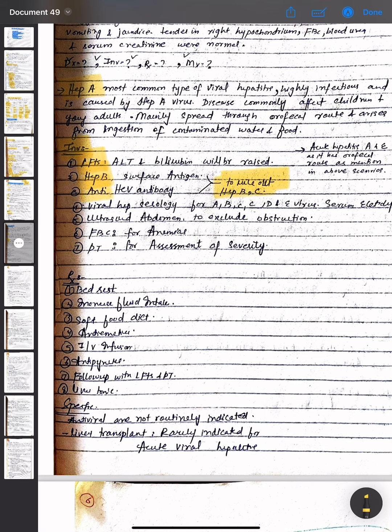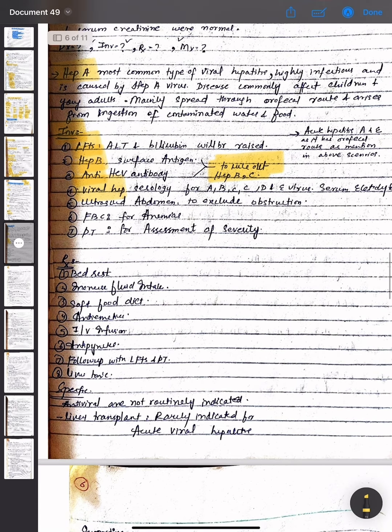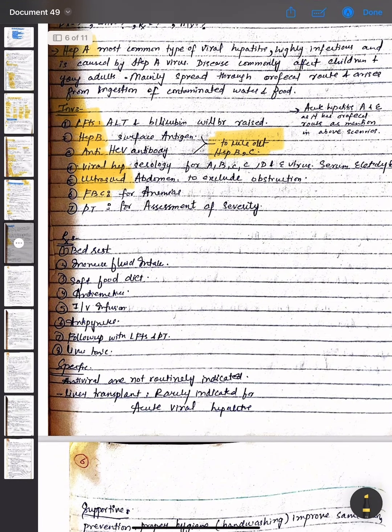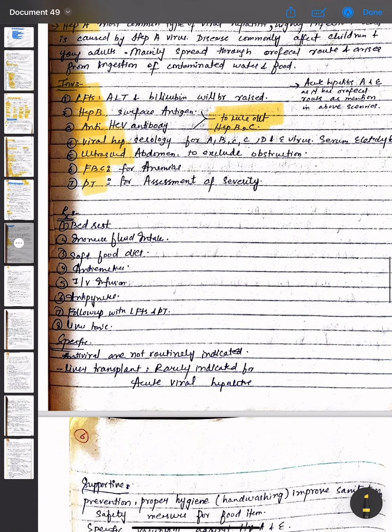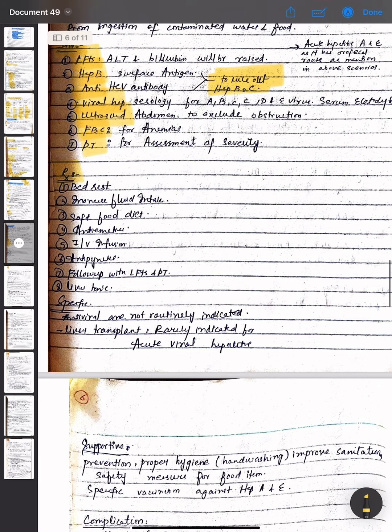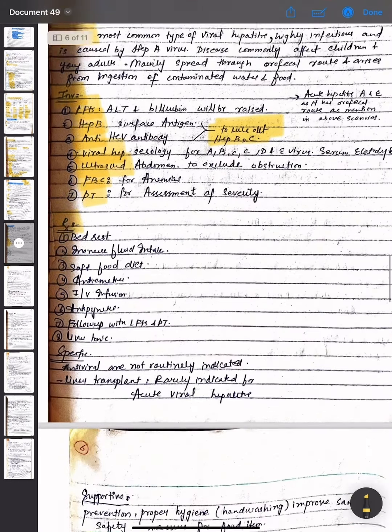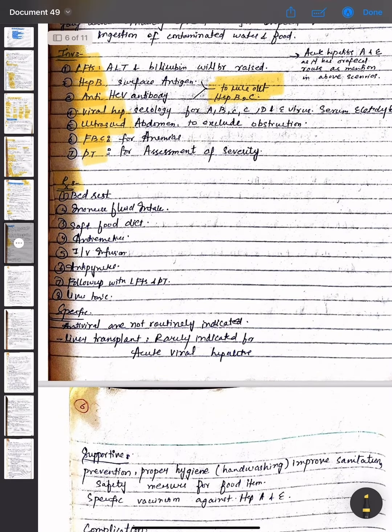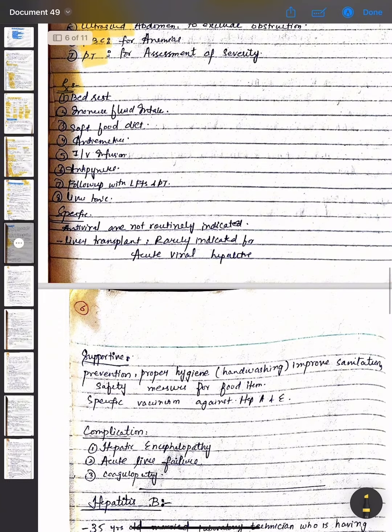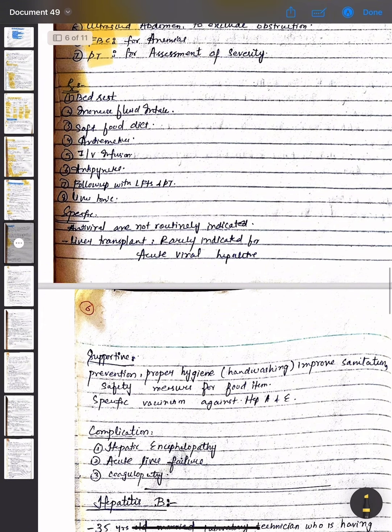Investigations are LFTs, where ALT and bilirubin will be raised; hepatitis B surface antigen and anti-HCV antibody to rule out hepatitis B and C; viral hepatitis serology for A, B, C, D, and E virus; and serum electrolytes. Ultrasound abdomen is done to exclude obstruction, FBC for anemia, and PT for assessment of severity. The treatment options for acute hepatitis are bed rest, increased fluid intake, soft food diet, antiemetics, intravenous infusions, antipyretics, and follow-up with LFTs and PT for liver toxicity.